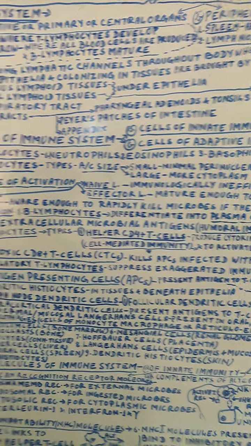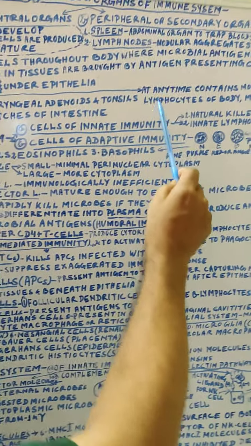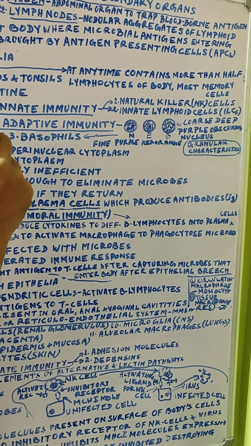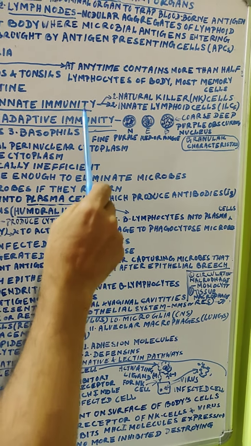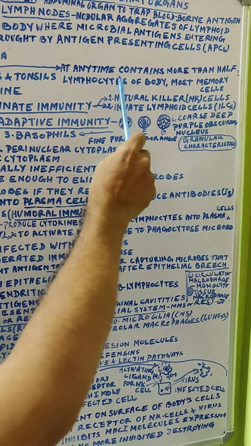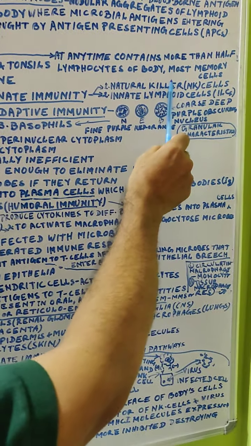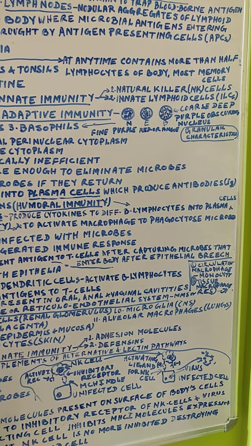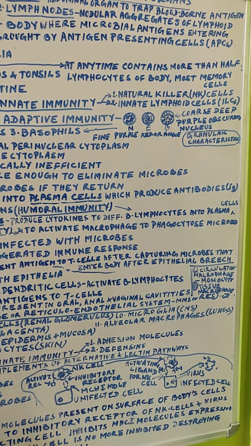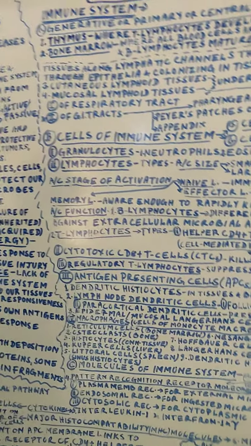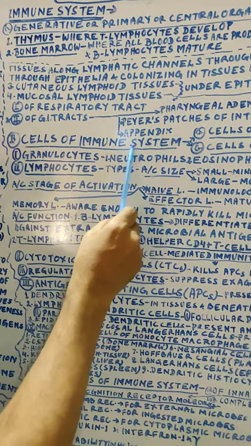Now, you can see one thing here is that the lymphoid organs which are present beneath the mucosal cells, at any time the body contains more than half of the lymphocytes of the body in this area, that is beneath the mucous membrane, and most of them are memory cells. Now we will proceed to the cells of the immune system.